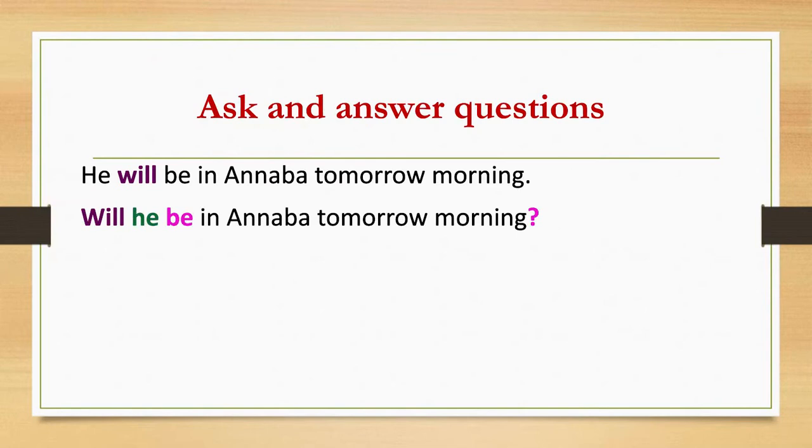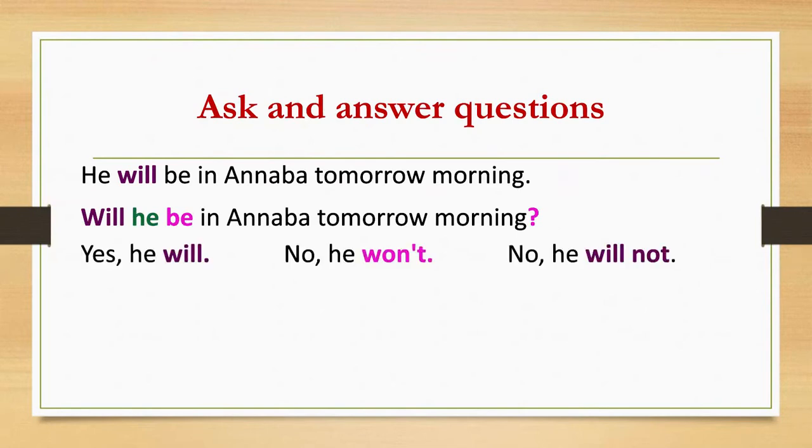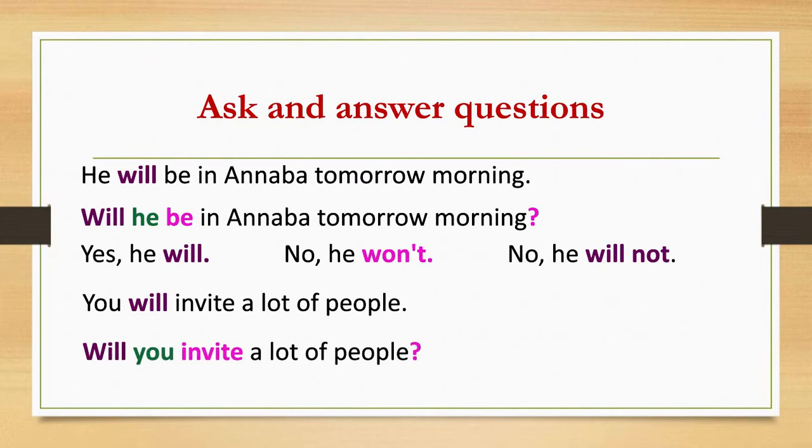We don't just say yes or no, we say yes, he will. You always repeat what is in the question. Yes, he will. Or no, he will not. Or the contracted form, no, he won't. Yes, he will. No, he won't. Another example, you will invite a lot of people. Will you invite a lot of people? Yes, I will. No, I won't. No, I will not.